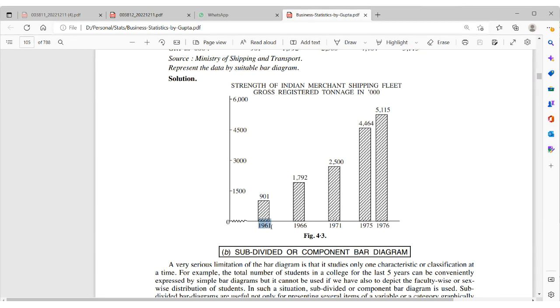Now, what we do, this is 1961 and 1966, a 5-year gap. So accordingly, we make a 5-year gap. Fine. Then 66 to 71, again a 5-year gap, so we again make the same distance. Then 71 to 75, that is a 4-year gap, so we make this distance less, according to 4 years. Then 75 to 76, there is a 1-year gap, so we make a very little space between them. Is that clear? So accordingly, we make this diagram.